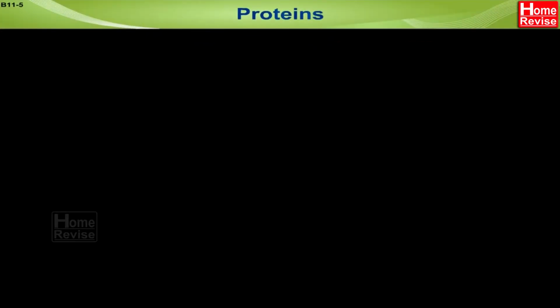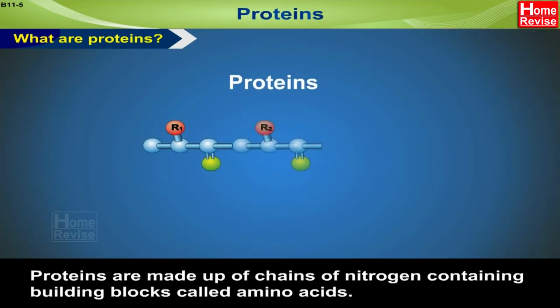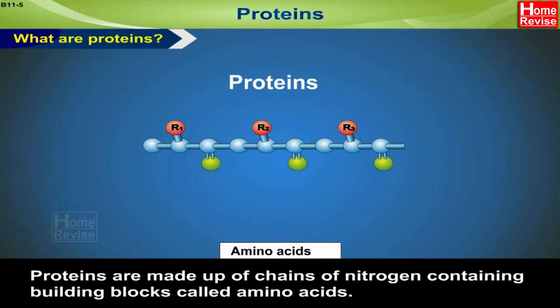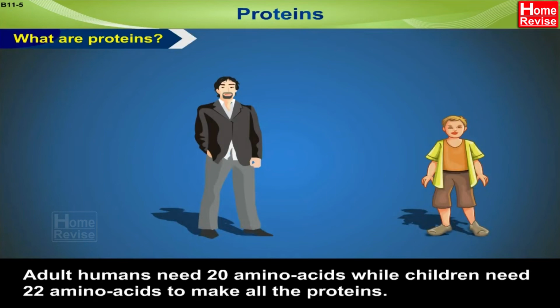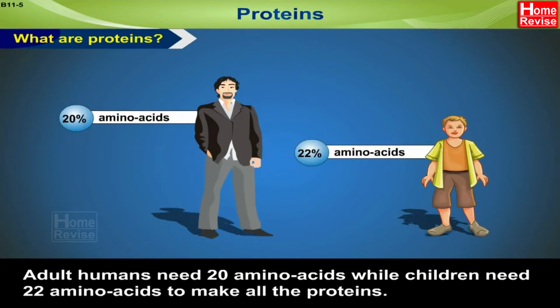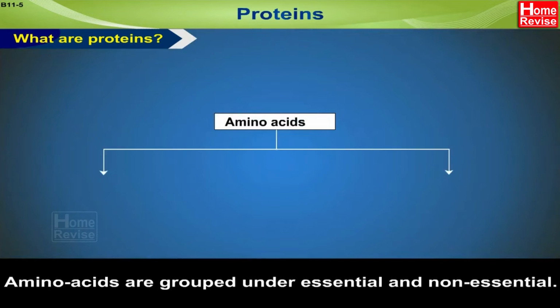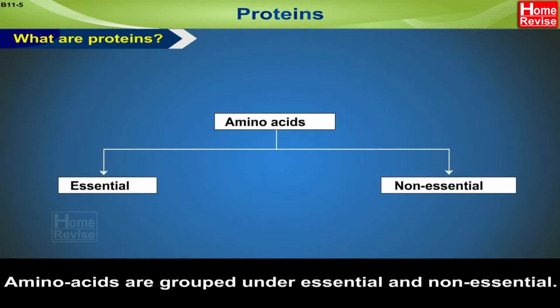Proteins? What are proteins? Proteins are made up of chains of nitrogen-containing building blocks called amino acids. Proteins make up 50% of the solid mass of cells. Adult humans need 20 amino acids, while children need 22 amino acids to make all the proteins. Amino acids are grouped under essential and non-essential.